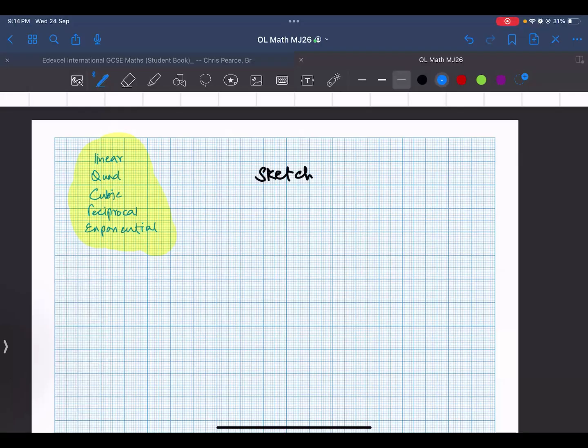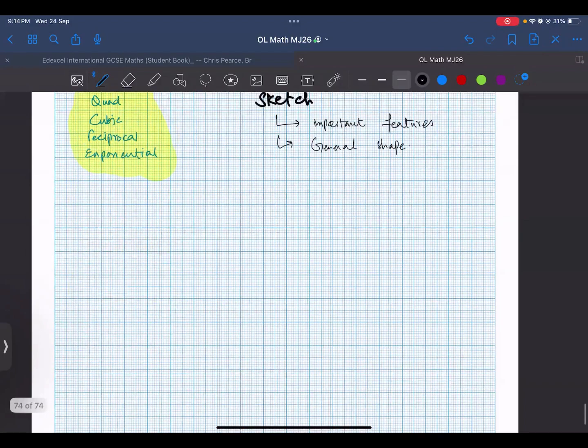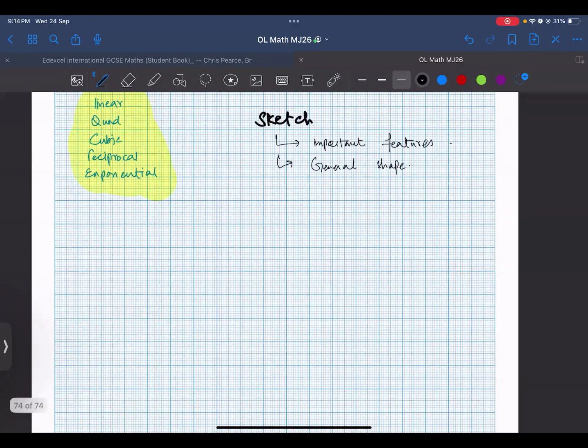So when you sketch graphs, you only show the important features of your graph. Only important features and the general shape. The shape of the graph is more necessary. So the important features include what?